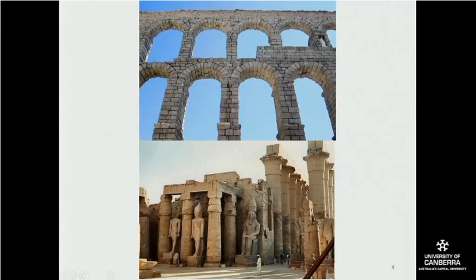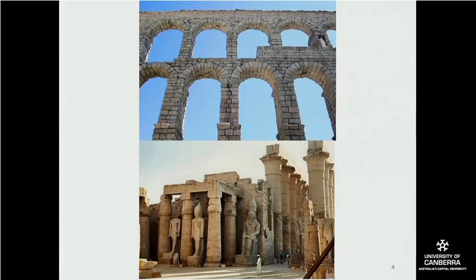So this is actually a Roman aqueduct where there was a channel on the top used to bring water from the mountains down to the towns, and many of these structures still exist, which is testament to their technology and their construction.